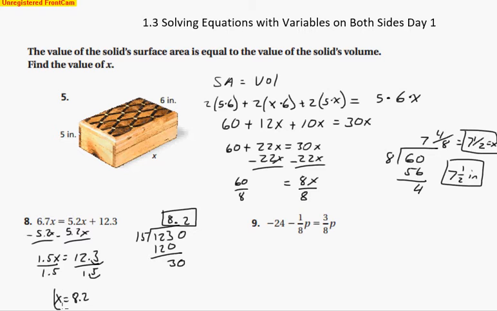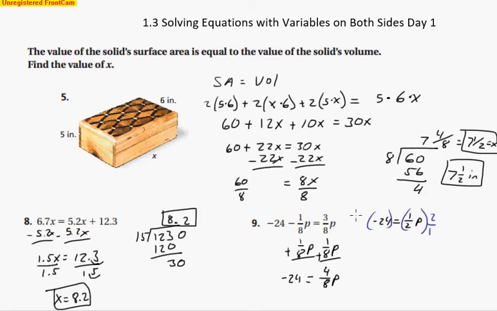In the next problem, we've got a fraction to deal with. We've got to do opposite operations to move the 1/8 p over. So I'm going to add it to both sides. And when I do that, that gives me 4/8 p. 4/8 represents 1/2 if I reduce that fraction. So I'm going to rewrite this as negative 24 equals 1/2 p. To solve this, I do an opposite operation. I'm going to multiply by the reciprocal, 2 over 1, on both sides. That cancels out the 2's, and then multiplying gives me negative 48 equals p.